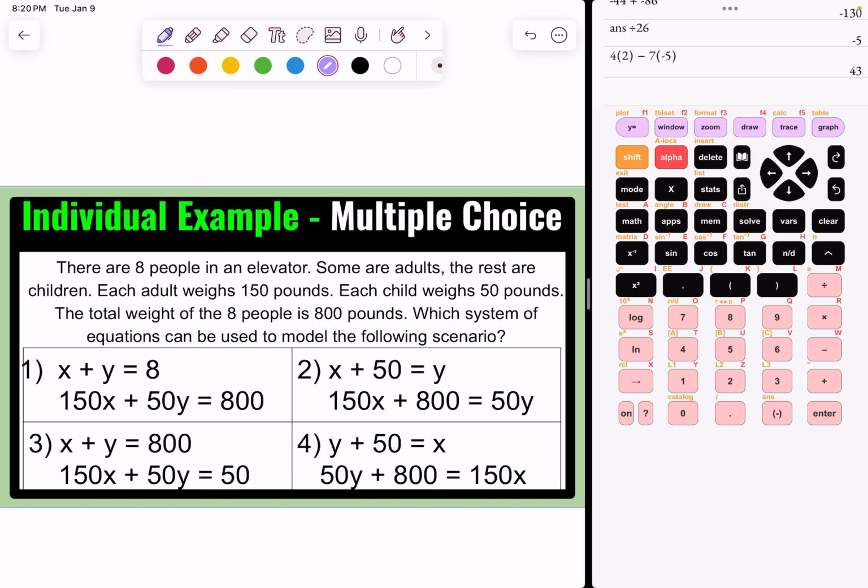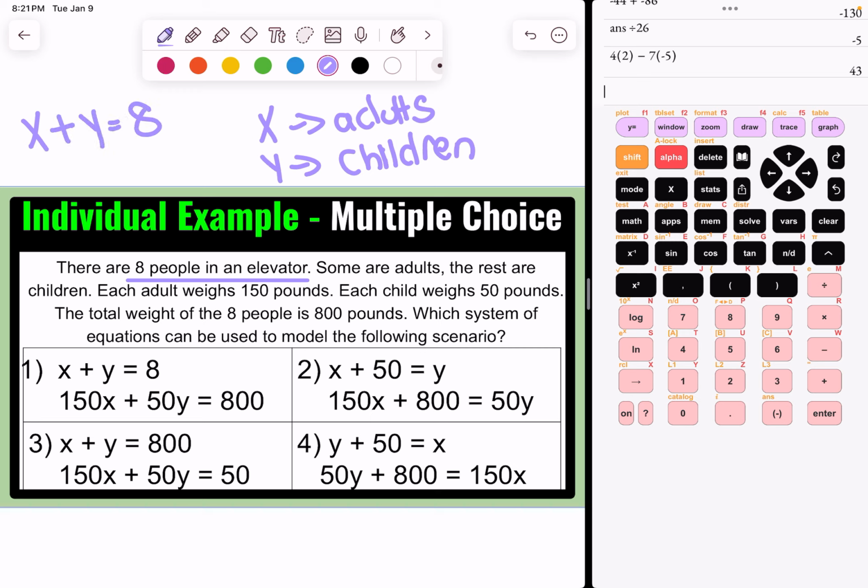There are 8 people in an elevator. Okay, so we have 8 people. Some are adults and the rest are children. So I see the equation is using x and y, so we'll let x be adults and we'll let y be children. And I know in total there are 8 people. So the number of adults plus the number of children has to equal 8. Which the only one that says that is answer choice 1.